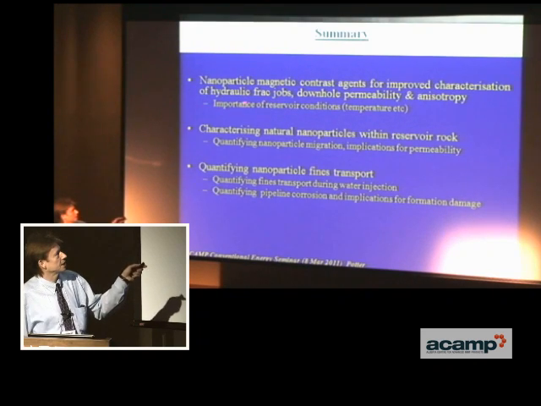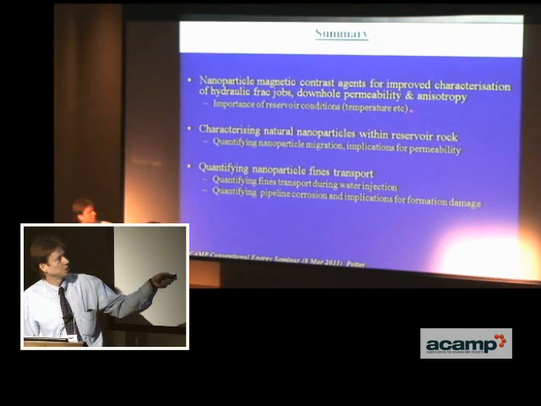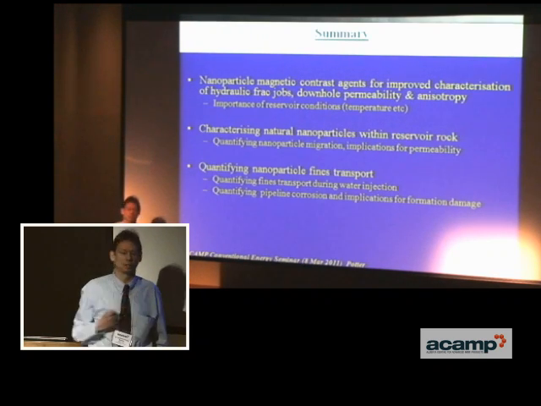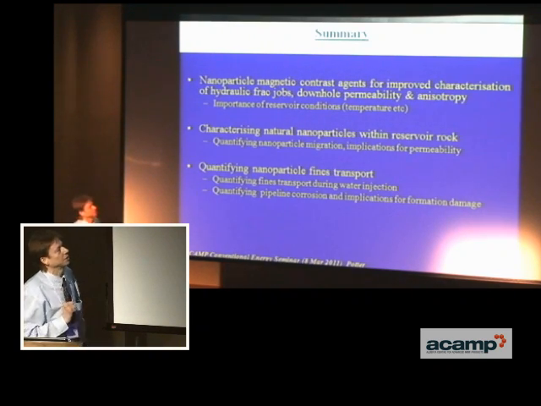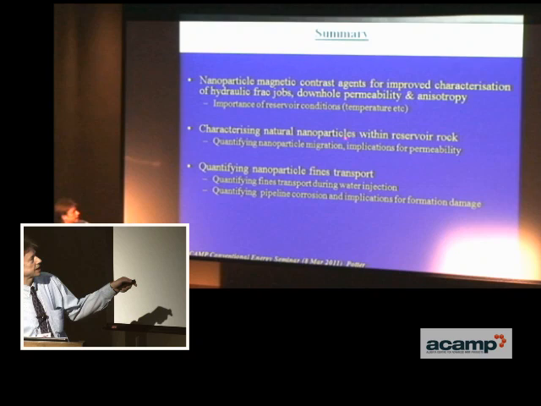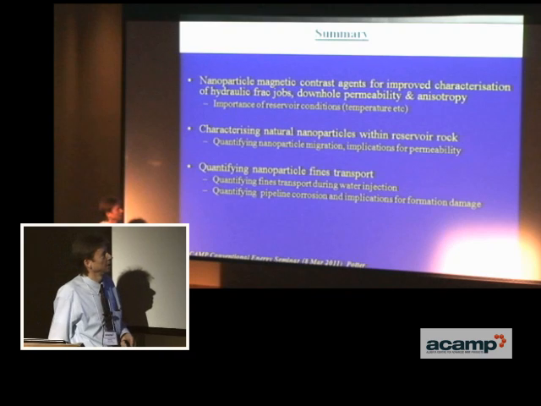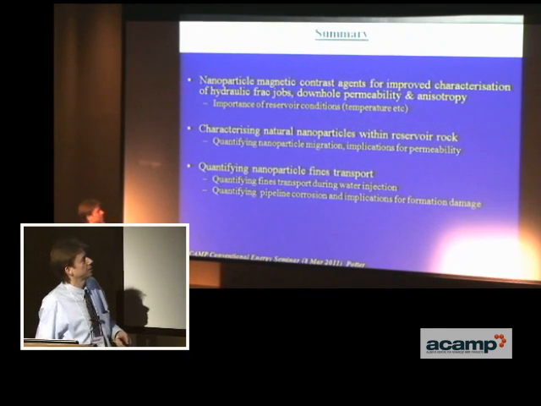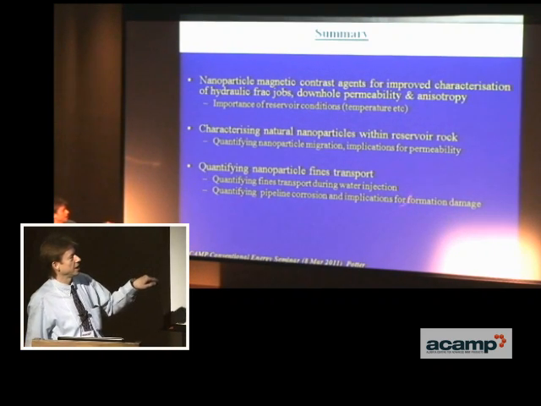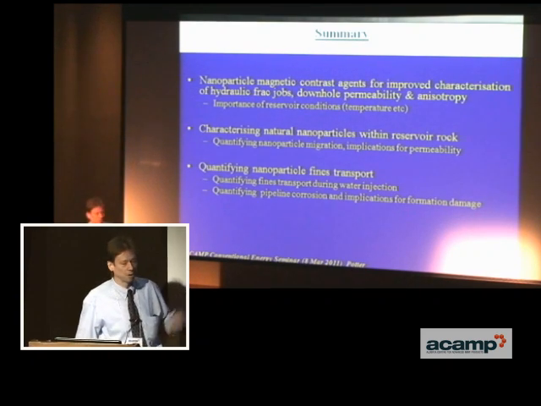So just to summarize these three main areas, we've been looking at magnetic contrast agents for improving our characterization of frac jobs. We could also use this for looking at the intrinsic permeability and permeability anisotropy if we merely injected these particles into the formation rather than injecting them along with proppant. We've been looking at the natural characterization of nanoparticles, which turns out to be extremely important in unconventional as well as conventional reservoirs and in tight gas reservoirs. And we've also been looking at this fines transport, for instance, in water injection, and also associated with pipeline corrosion.